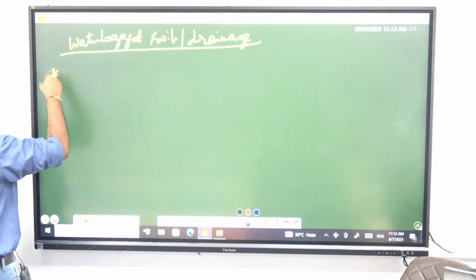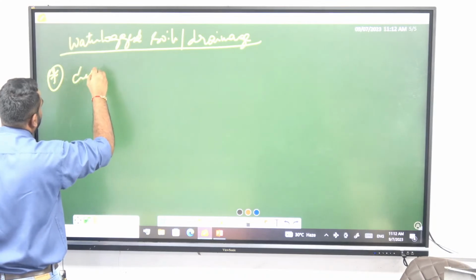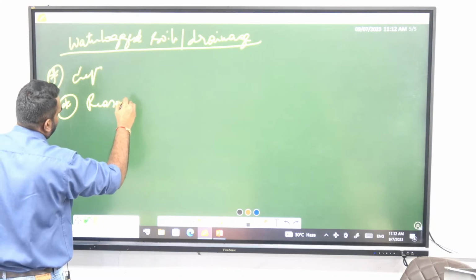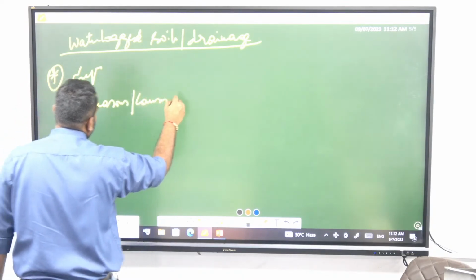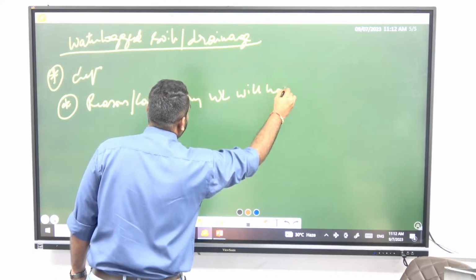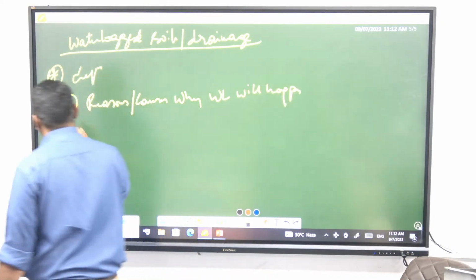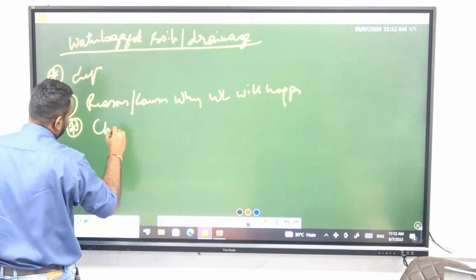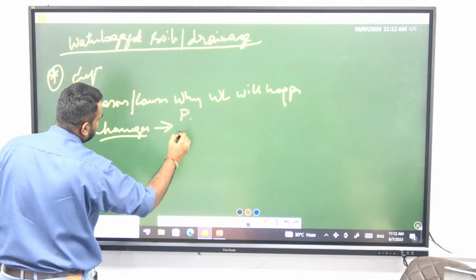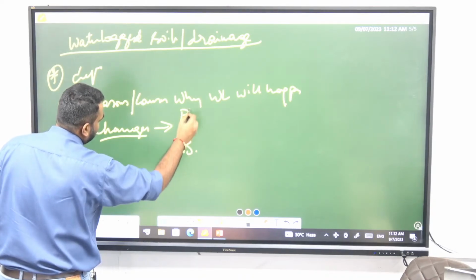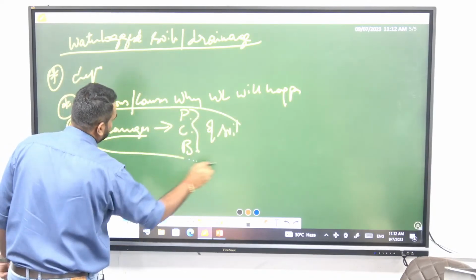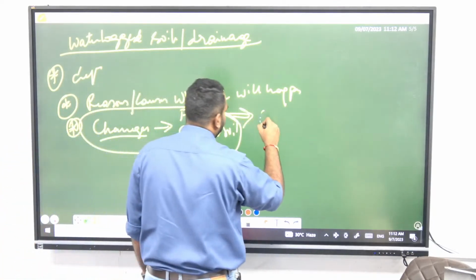First important thing you have to understand here is, of course, the definition. Then it is the reasons or causes why waterlogging will happen. The next important aspect is changes. That is, from waterlogging, what are the changes we can observe in the physical, chemical and biological properties of soil. So this is a potential question because this is exactly given in the syllabus itself.